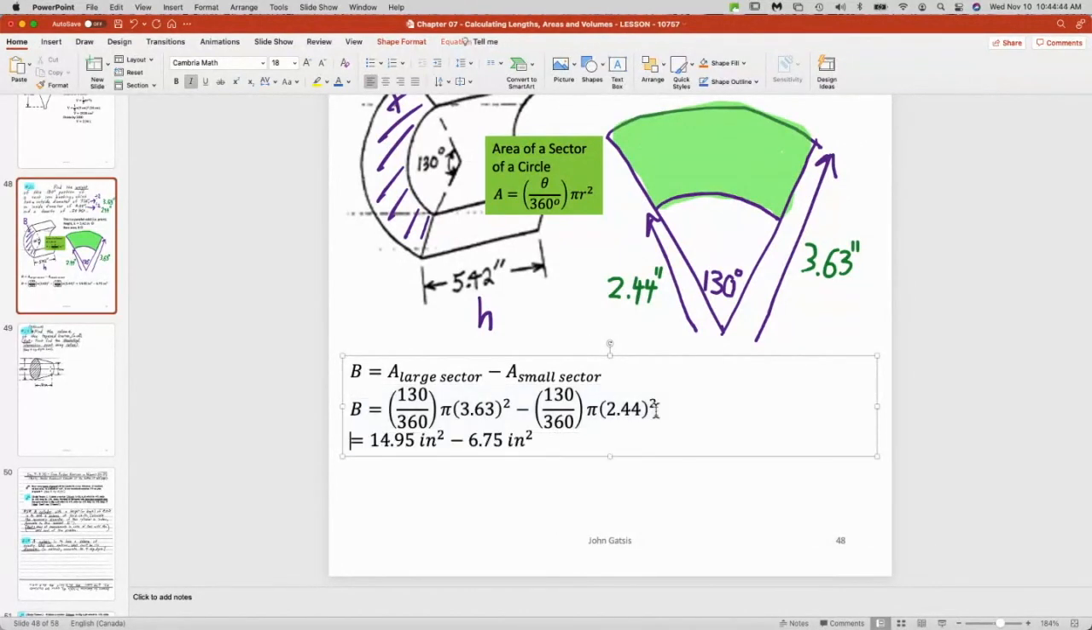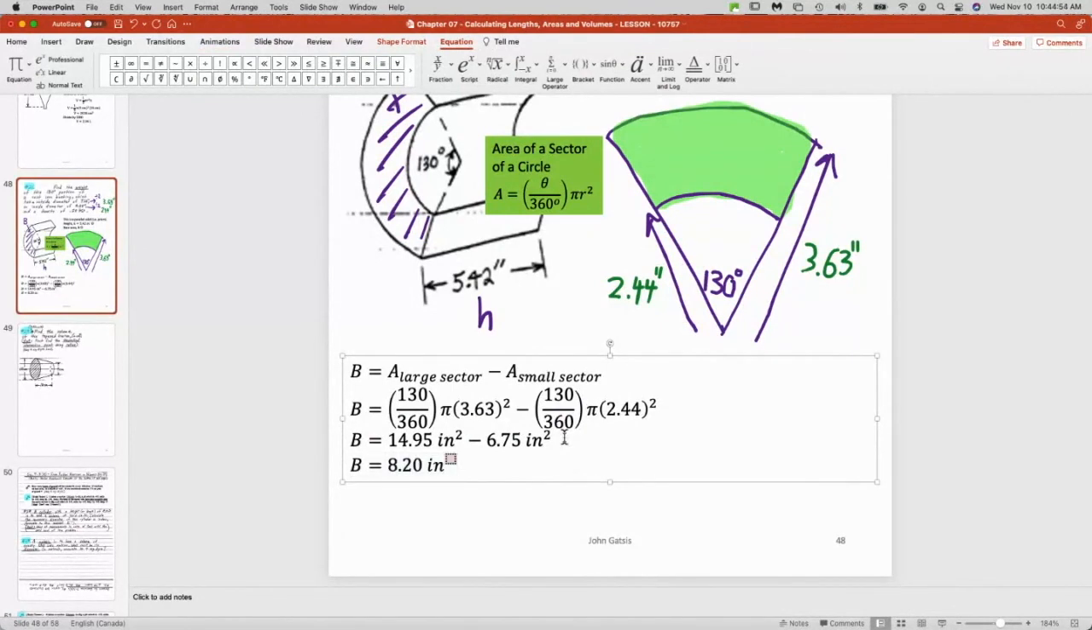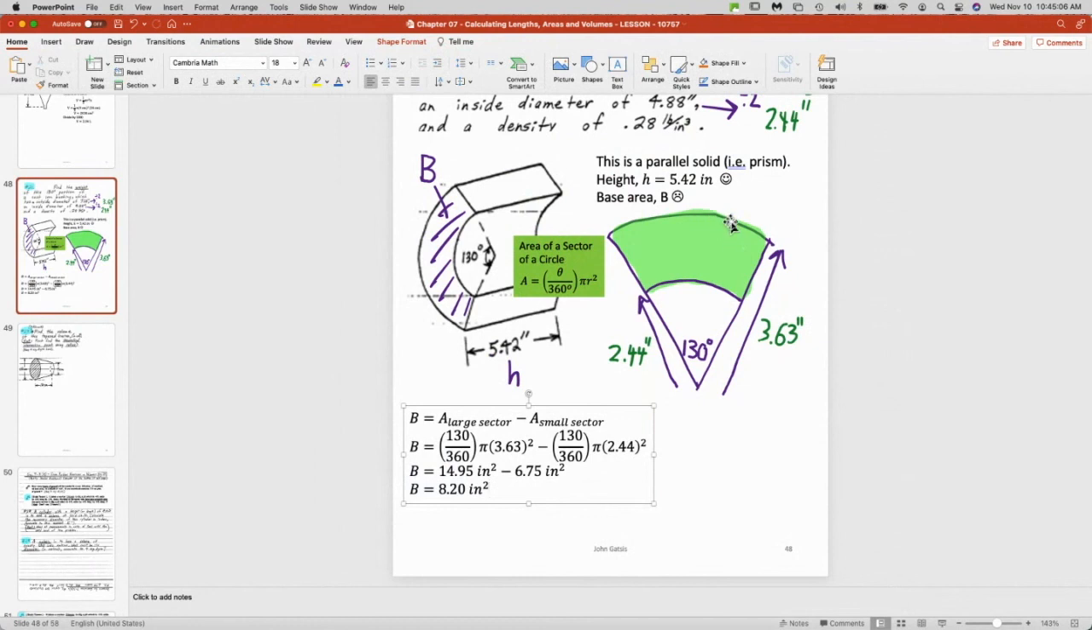So let's chop this up a little bit. That's going to be 8.20 inches squared. Okay, well that was exciting. So we have the area of the sector minus the area of the sector. If you're wondering what this shape is called, it's an annular region, like the word annual. It's an annular region, or annulus, or a portion thereof.